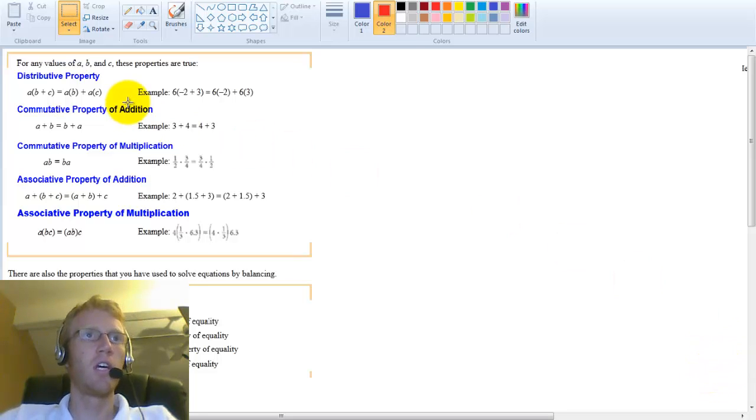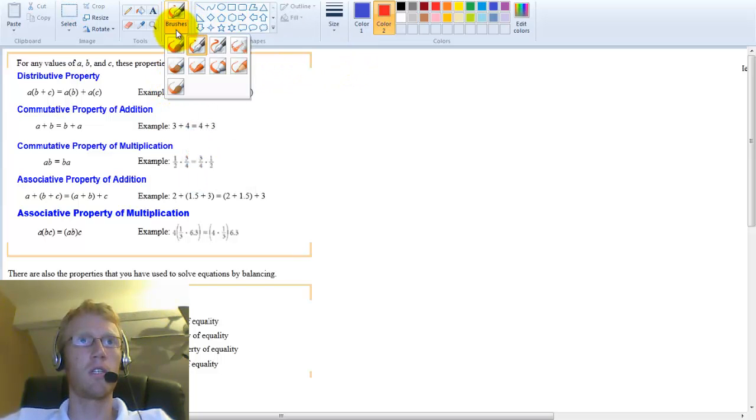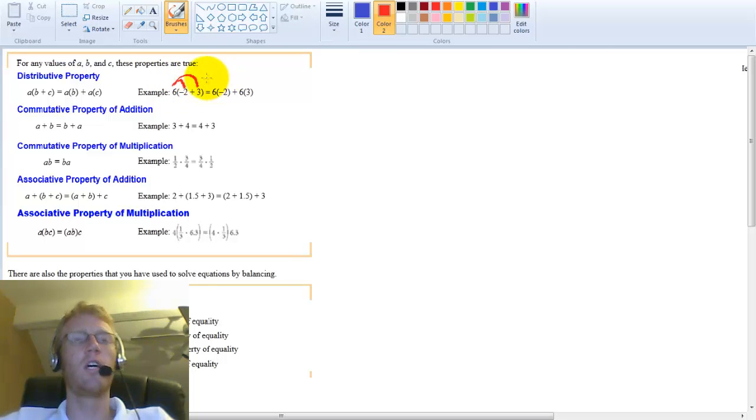So we'll start off with the distributive property. In class I always draw the little rainbows or whatever you want to call it. So whatever number is in front of the parentheses, you multiply into each thing inside the parentheses. And by each thing inside the parentheses, I mean each term separated by a plus or minus.